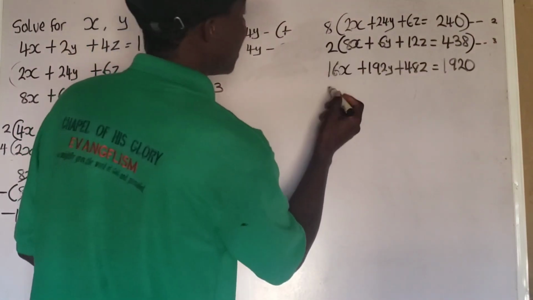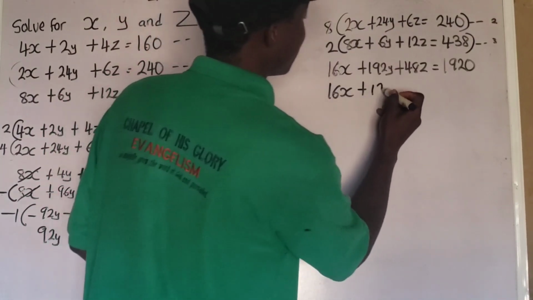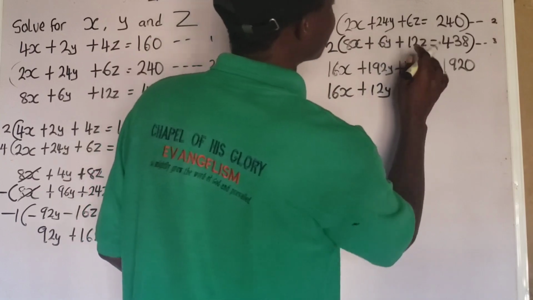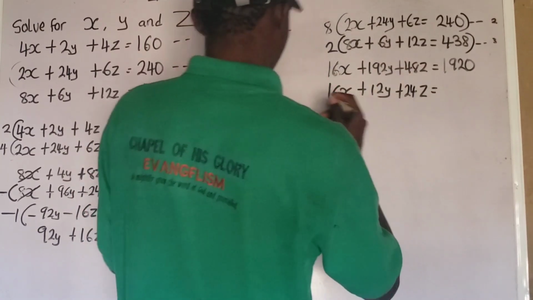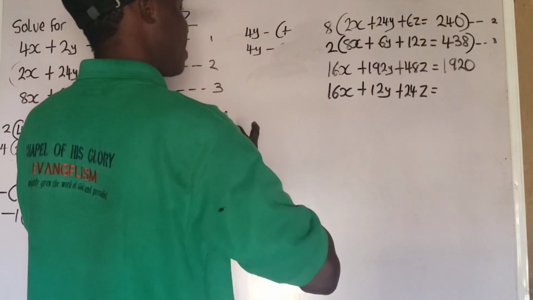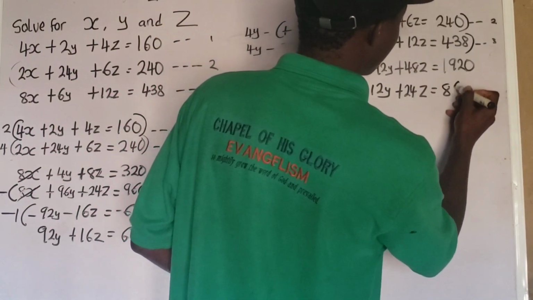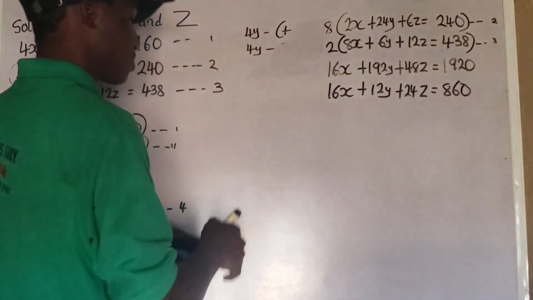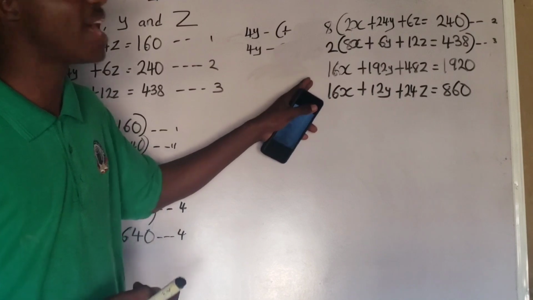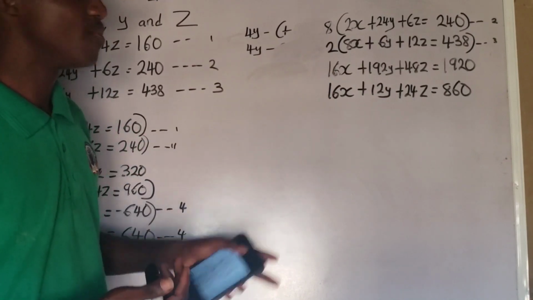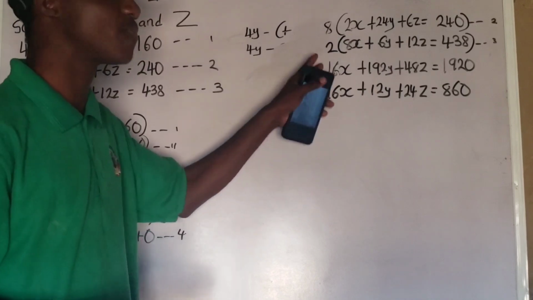2 times 8x is 16x. 2 times 6y is positive 12y. 2 times positive 12 is positive 24z, equal to 2 times 438, that is 876. Now you have seen that the coefficients of x in both equations are the same. We have 16x and 16x. Now we can eliminate x by subtracting this equation from this equation.